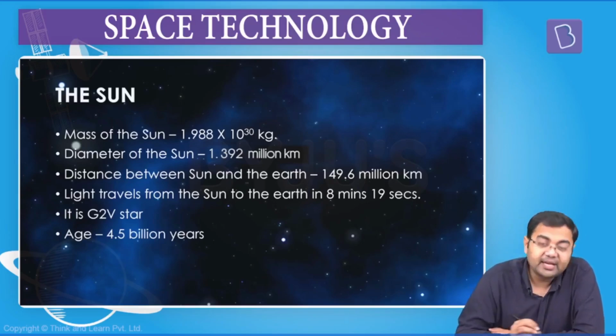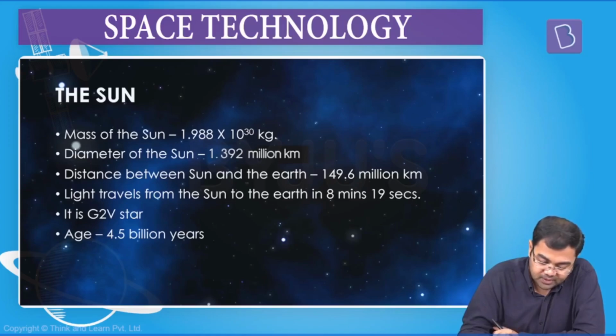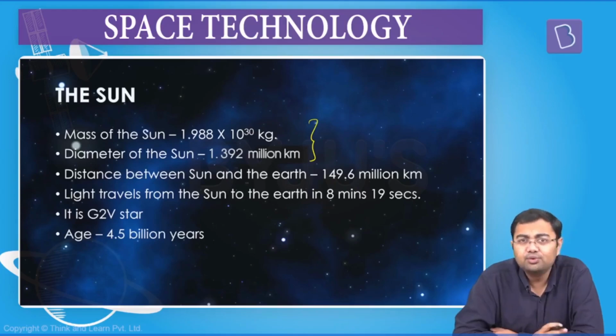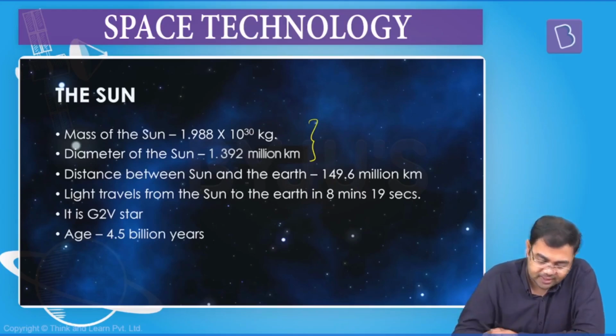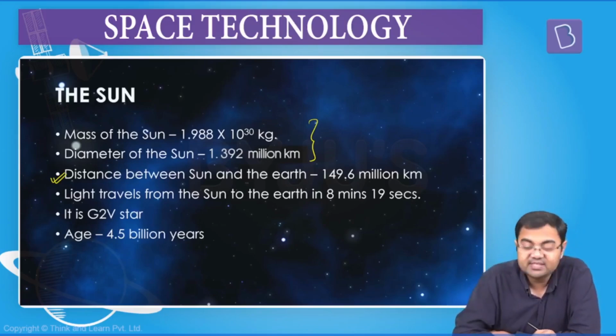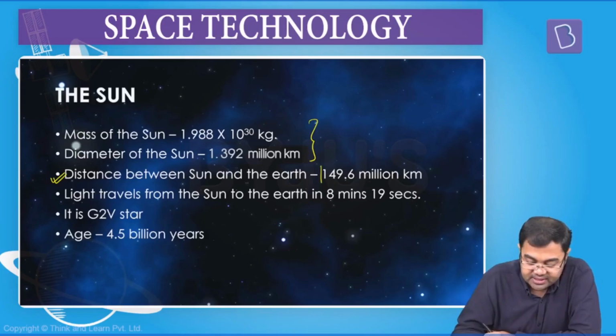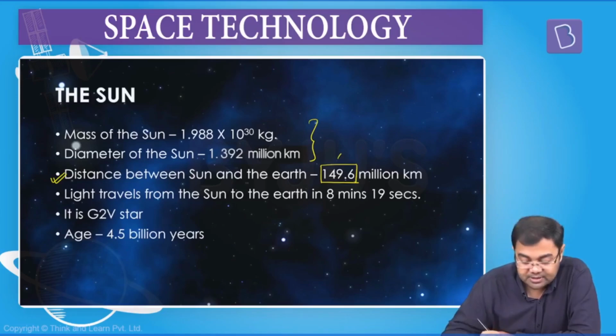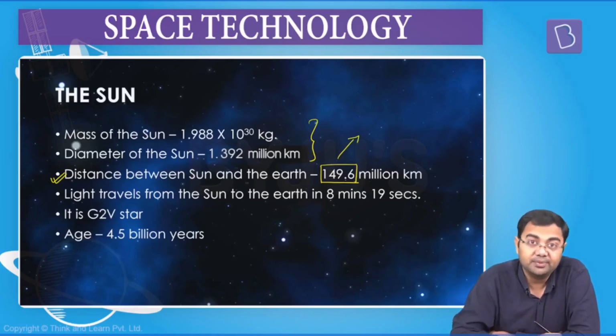So, some of the facts that can be important for you: first of all, the mass of the sun and the diameter of the sun. These are two things that you can know, but they can't come in the examination directly. Third fact that we have about the sun, this becomes important: the distance between the sun and the earth. The distance between the sun and the earth is 149.6 million kilometers, approximately 150 million kilometers.